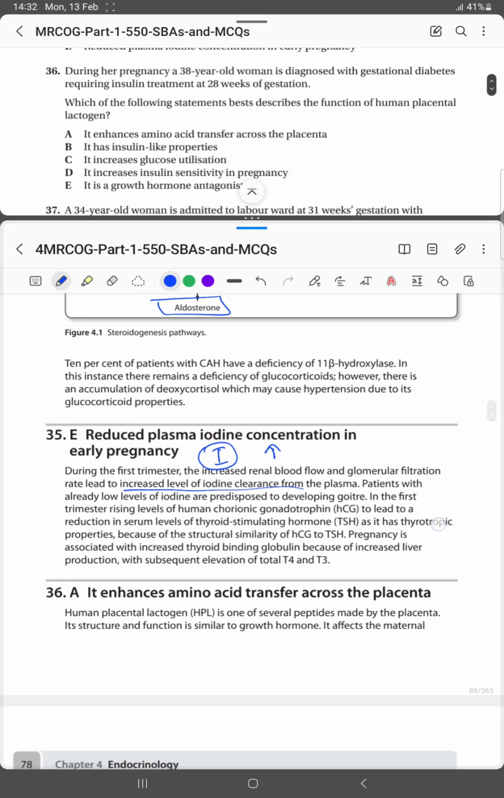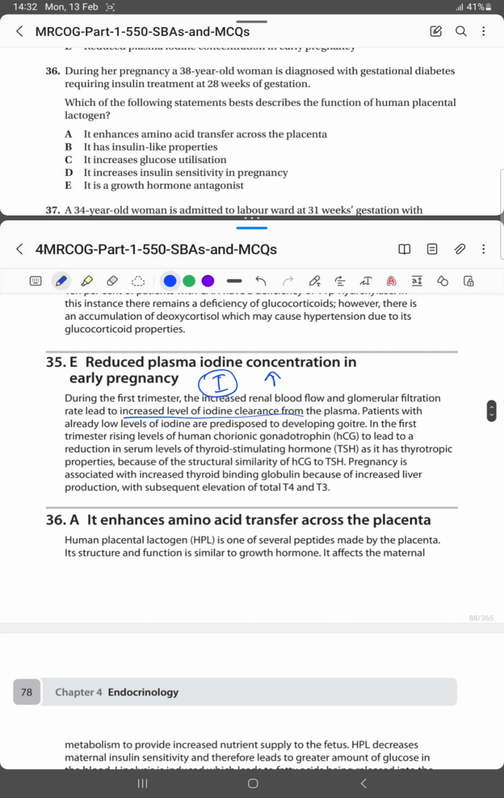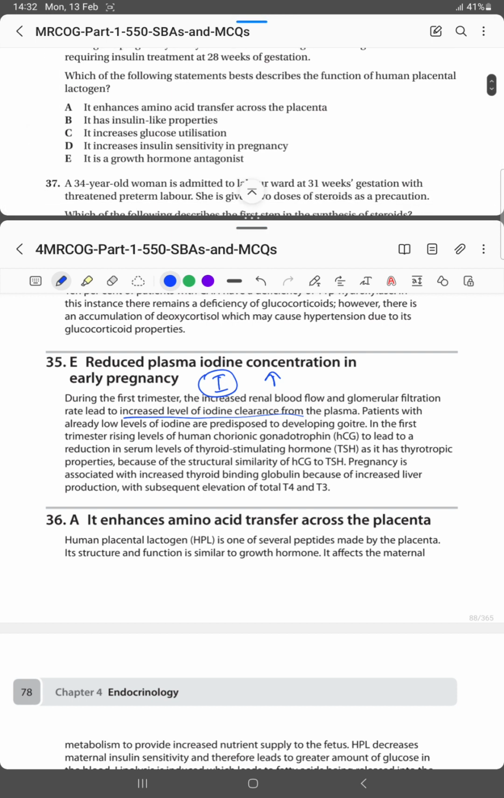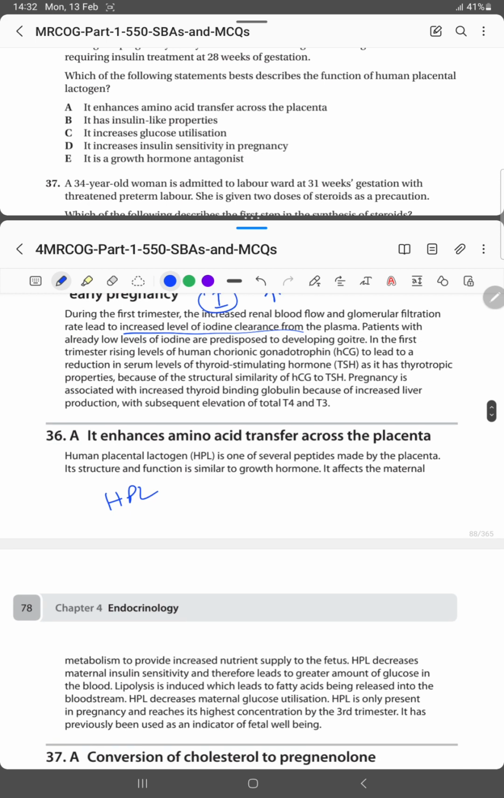Now next question. During her pregnancy, a 30-year-old woman is diagnosed with gestational diabetes requiring insulin treatment at 28 weeks of gestation. Which of the following statements best describes the functions of human placental lactogen? Human placental lactogen, also known as HPL, is one of the peptides made by the placenta. Its structure and function are similar to growth hormone, and it affects maternal metabolism to provide an increased nutrition supply to the fetus.